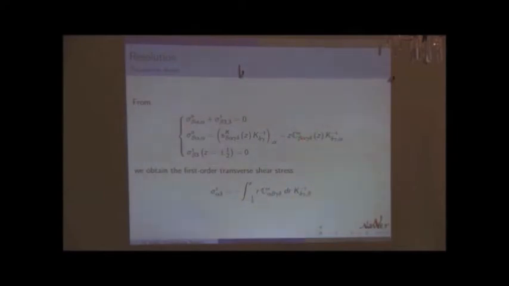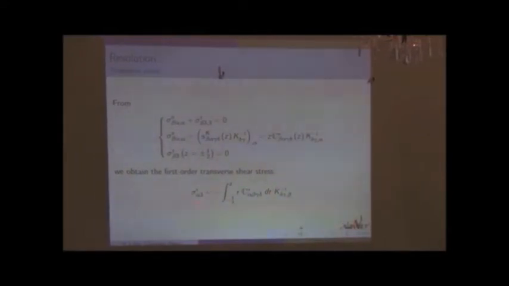You contract 3 times. So this is a vector, and it is a force, because it is the loading of the equilibrium equation, so it is a body force. This body force is just related to the variation of the curvature tensors. So when the curvature tensor varies, this generates an unequilibrated state, and this unequilibrated state must be equilibrated by this higher order shear stress.